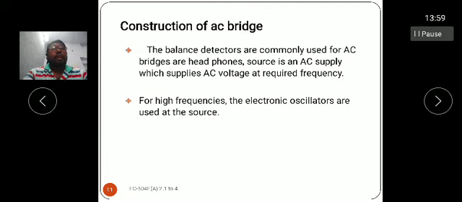The balance detectors commonly used for AC bridges are headphones. The source is an AC supply, which supplies the AC voltage at the required frequency. For high frequency, electronic oscillators are used as the source. That is the difference between the sources we use for high frequencies and low frequencies. For low frequency we generally prefer headphones and the AC supply, which supplies the AC voltage at the required frequency, and for high frequency we use the electronic oscillator as the source in high frequency circuits. That is the difference between AC and DC bridges.